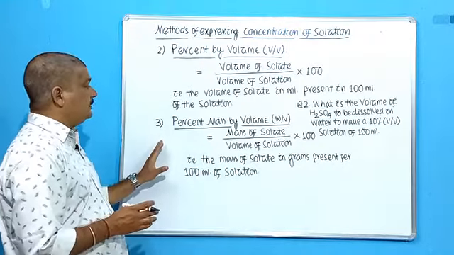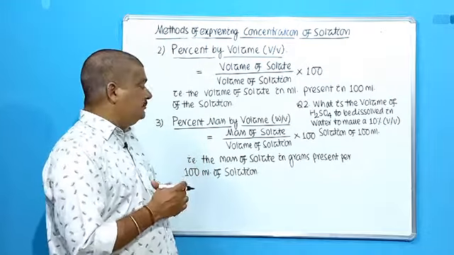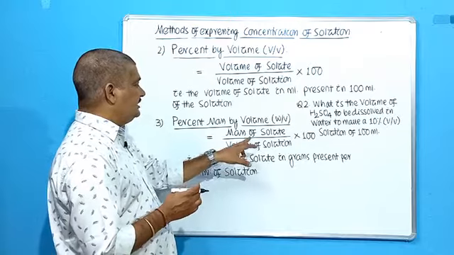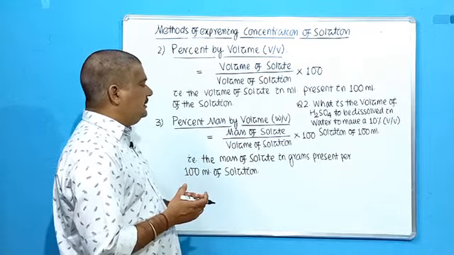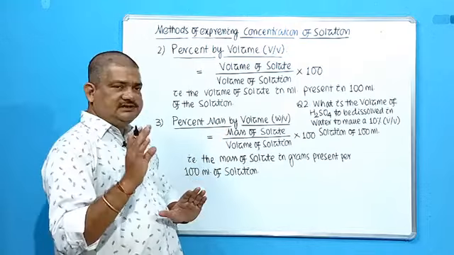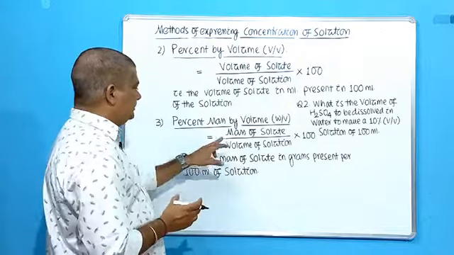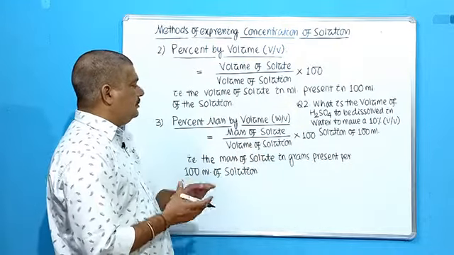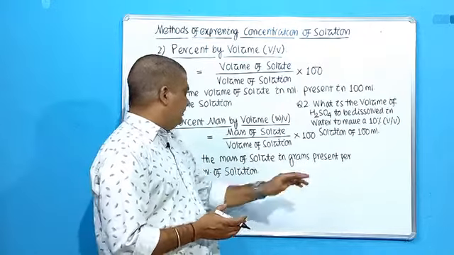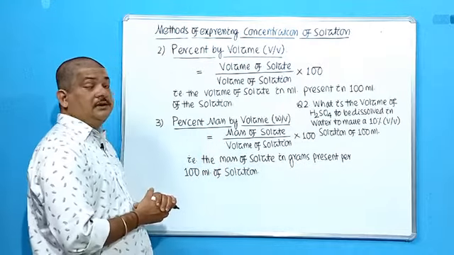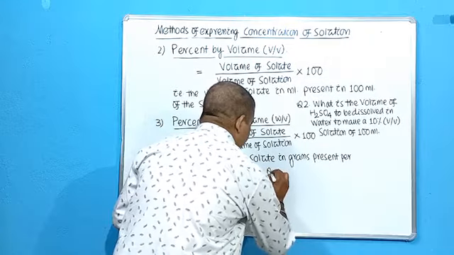Okay. Next method is percent mass by volume. That is mass by volume percentage. So it is the mass of the solute in grams divided by volume of the solution in milliliter into 100. Percent means per 100. So every time 100 will be definitely multiplied. So mass of the solute in gram divided by volume of the solution in milliliter. That is the mass of the solute in grams present per 100 milliliter of solution. Okay. So question 3 is here.